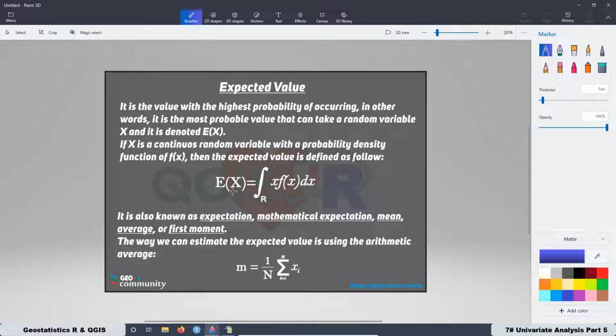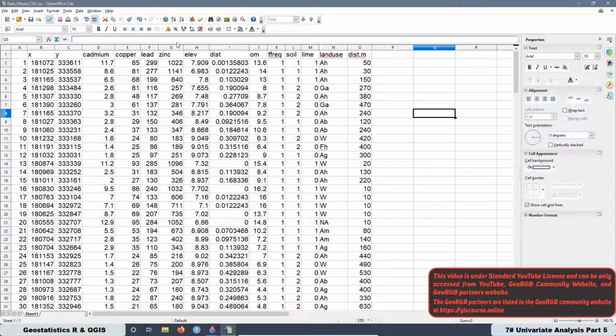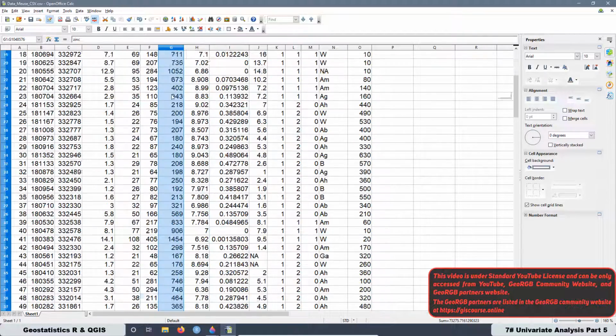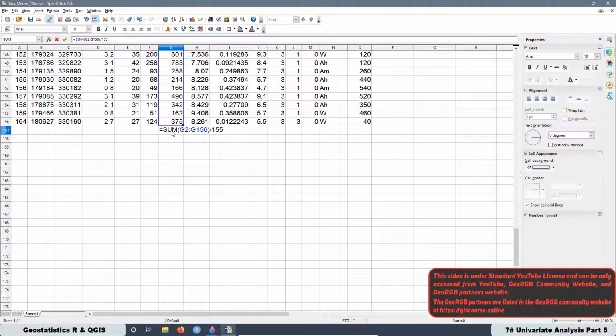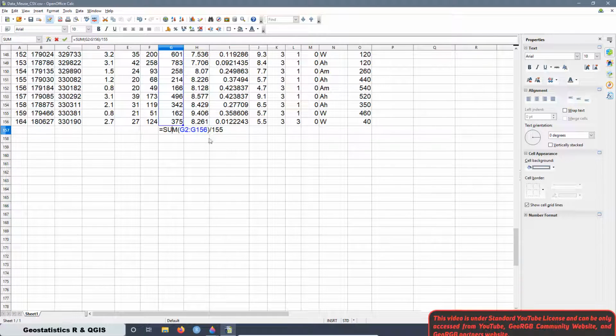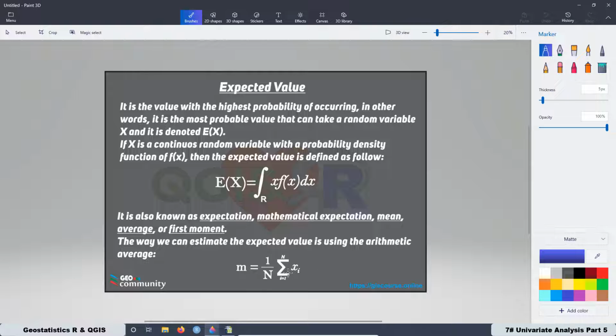Then what we are going to do is estimate this value with another statistic. In this case, it's going to be the arithmetic average, and that's what we did the other day. When we calculated the mean, we took all the concentrations of zinc. We know there are 155 samples, and we did the summation of all the samples. Then we divided by 155 and we got the arithmetic average. And that's the way we can estimate this value.